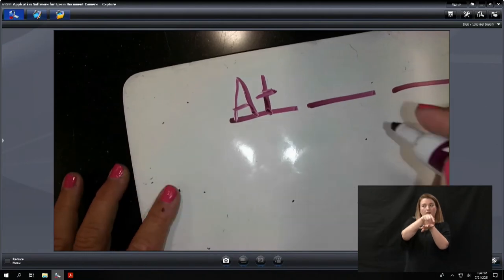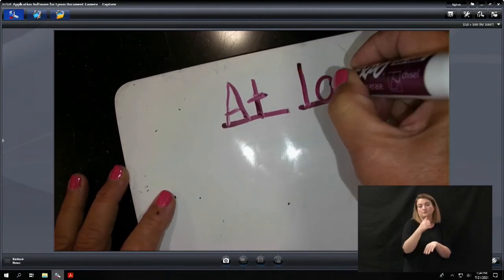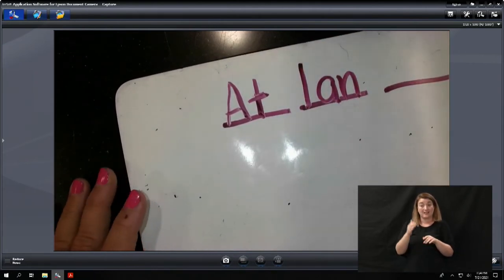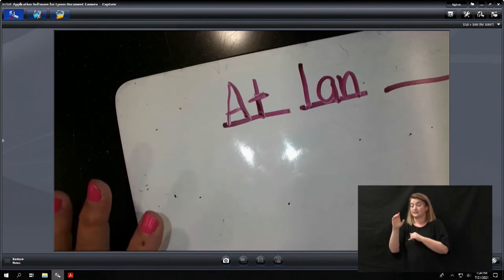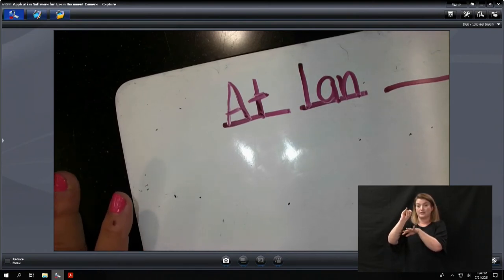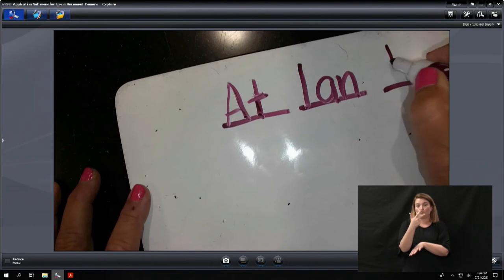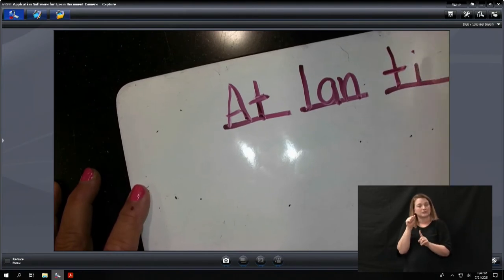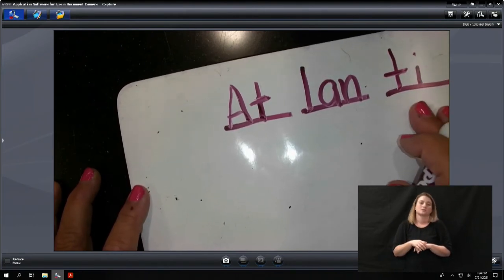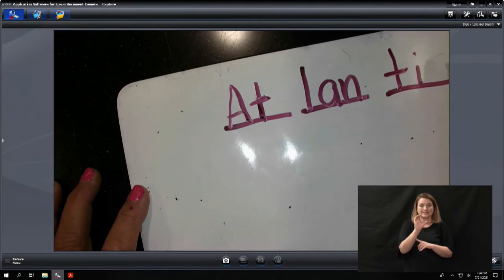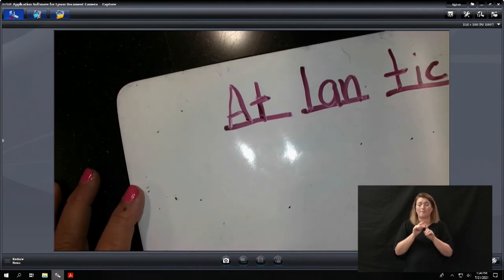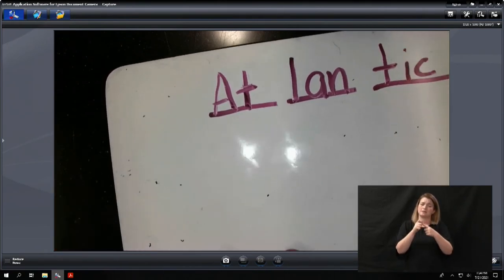Atlantic. What is the second syllable? Land. Let's finger spell it. And the last one is tick, Atlantic. Let's go. Tick. This is tricky because I often tell them that there's not going to be a C at the end of a word. But this is an instance where there's a C at the end of the word. So I'd probably tell them that.